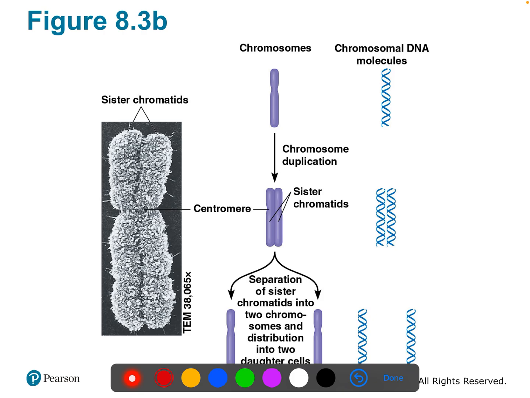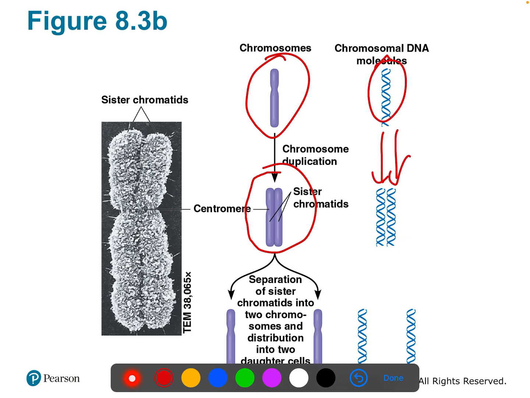So here is the chromosome. After duplication takes place during interphase, you end up with two pieces of DNA, whereas you can see there was only one here, now there's two. But these are attached together. So here's one sister chromatid, here's the other, and they're attached together at this central point here called the centromere.